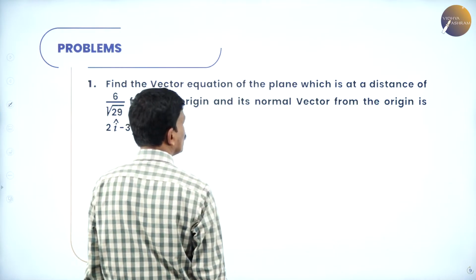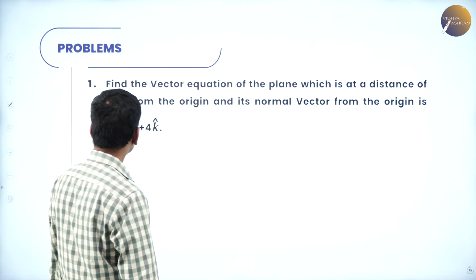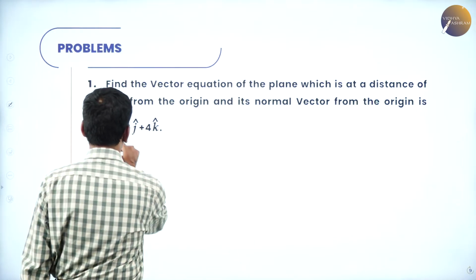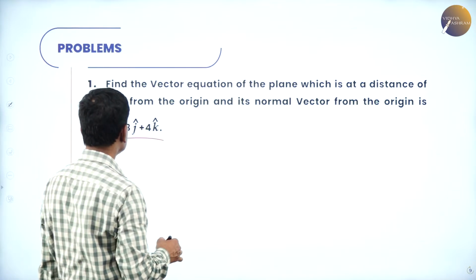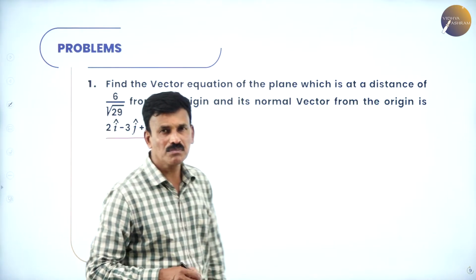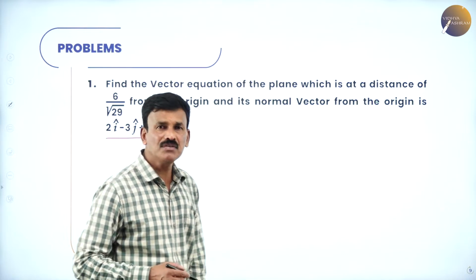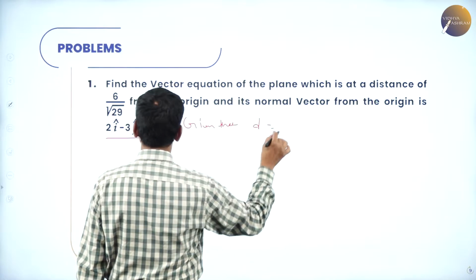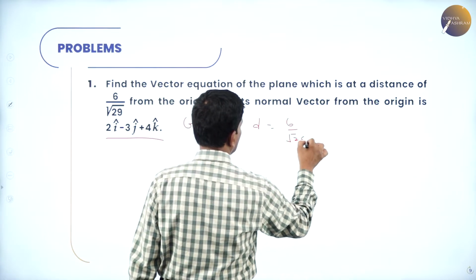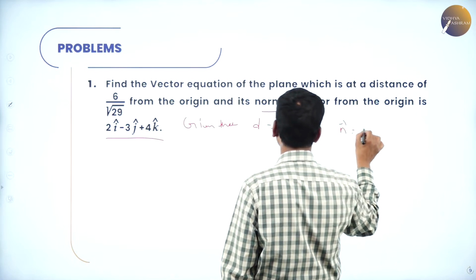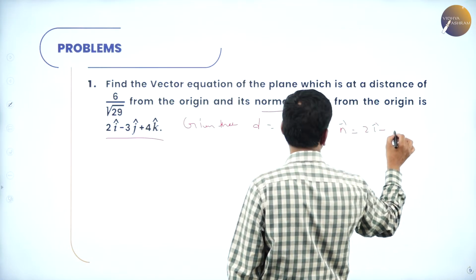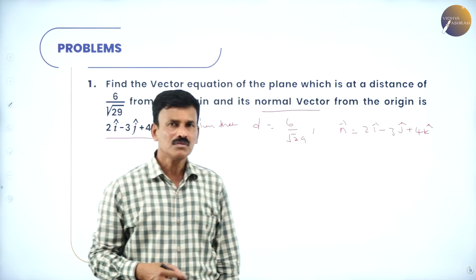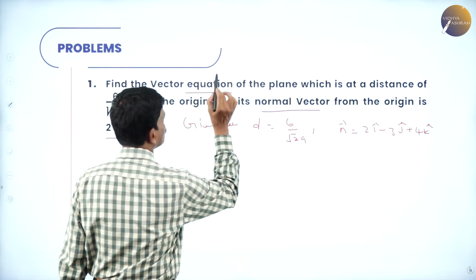Find the vector equation of the plane which is at a distance of 6 by root 29 from the origin and its normal vector from the origin is given by vector 2i minus 3j plus 4k cap. So let us take this problem based on this derivation. Now what is given? Given that the distance d is equal to 6 by root 29 and the normal vector n is equal to 2i minus 3j plus 4k cap. What is required to find? Find the vector equation. That's all.